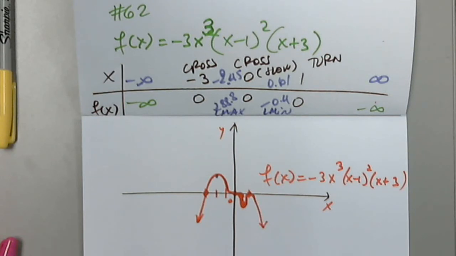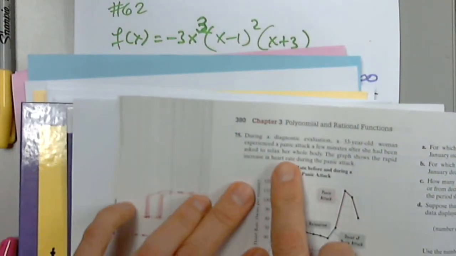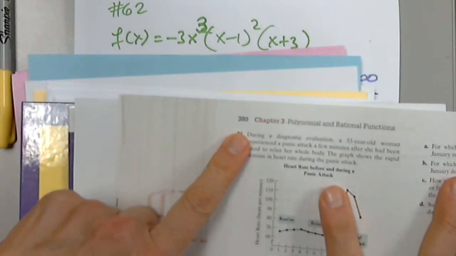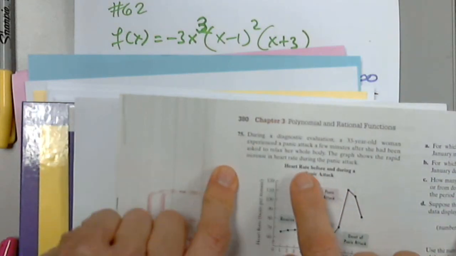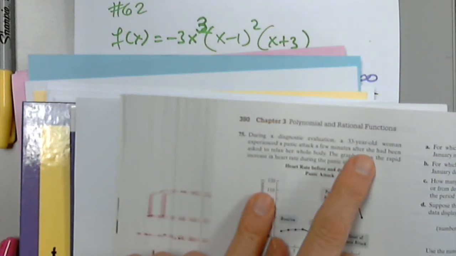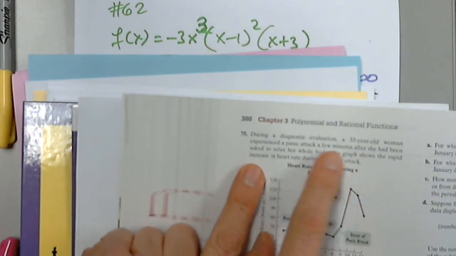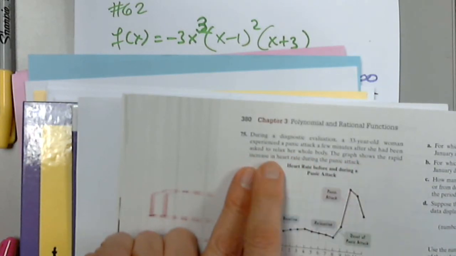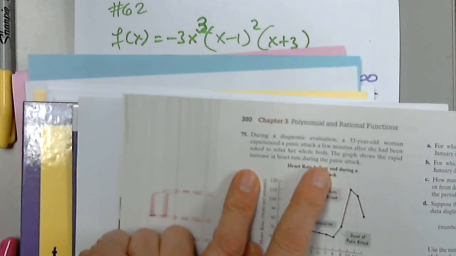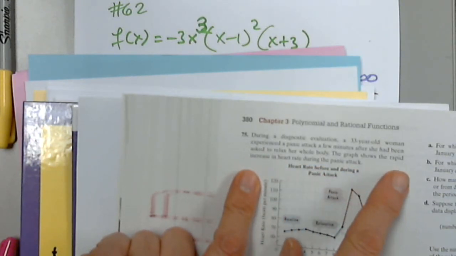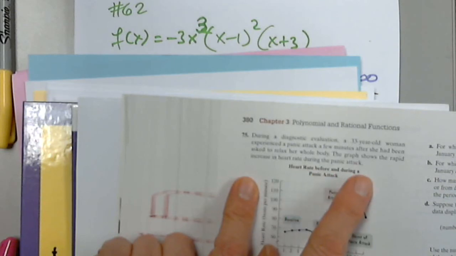And I would like to illustrate with a word problem so you can see the applicability of polynomial functions. And then we'll stop. On page 380, I'm looking at this problem, 75. During a diagnostic evaluation, a 33-year-old woman experienced a panic attack a few minutes after she had been asked to relax her whole body. The graph shows the rapid increase in heart rate during the panic attack.